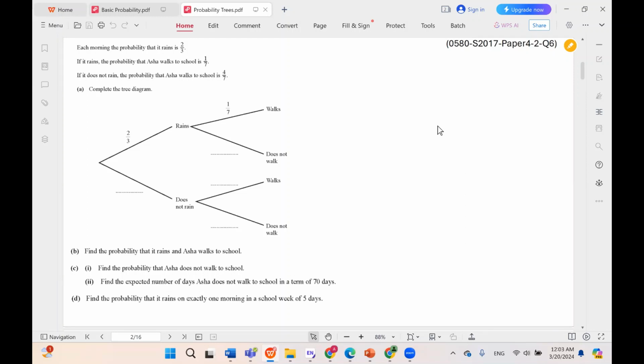In this question, we are told each morning the probability that it rains is 2 over 3. If it rains, the probability that Asha walks to school is 1 over 7. If it does not rain, the probability that Asha walks to school is 4 over 7.